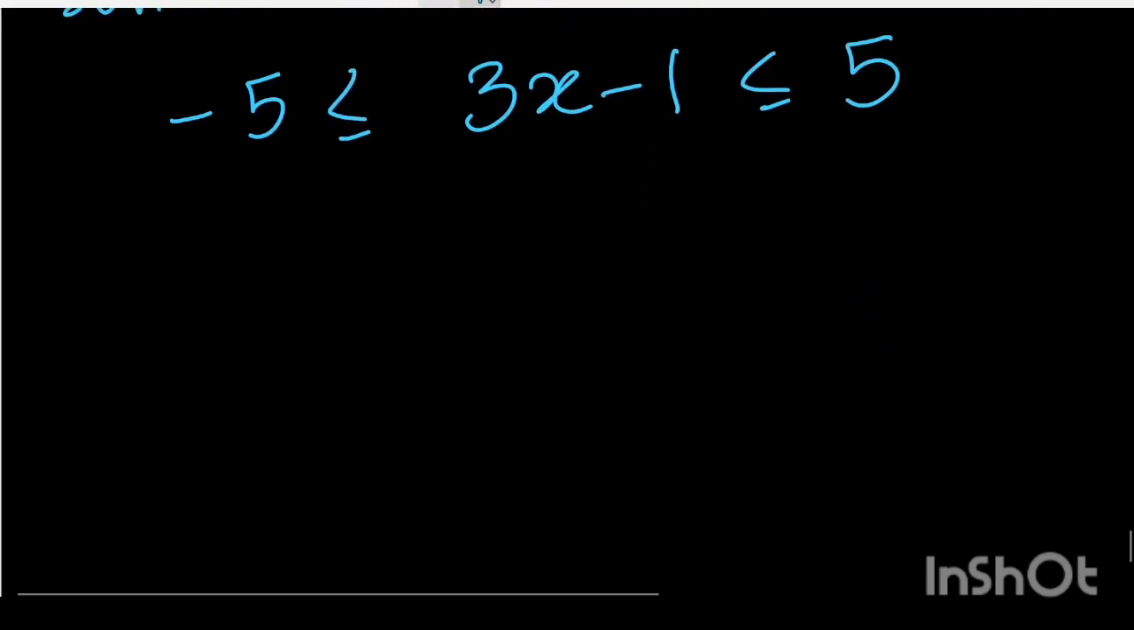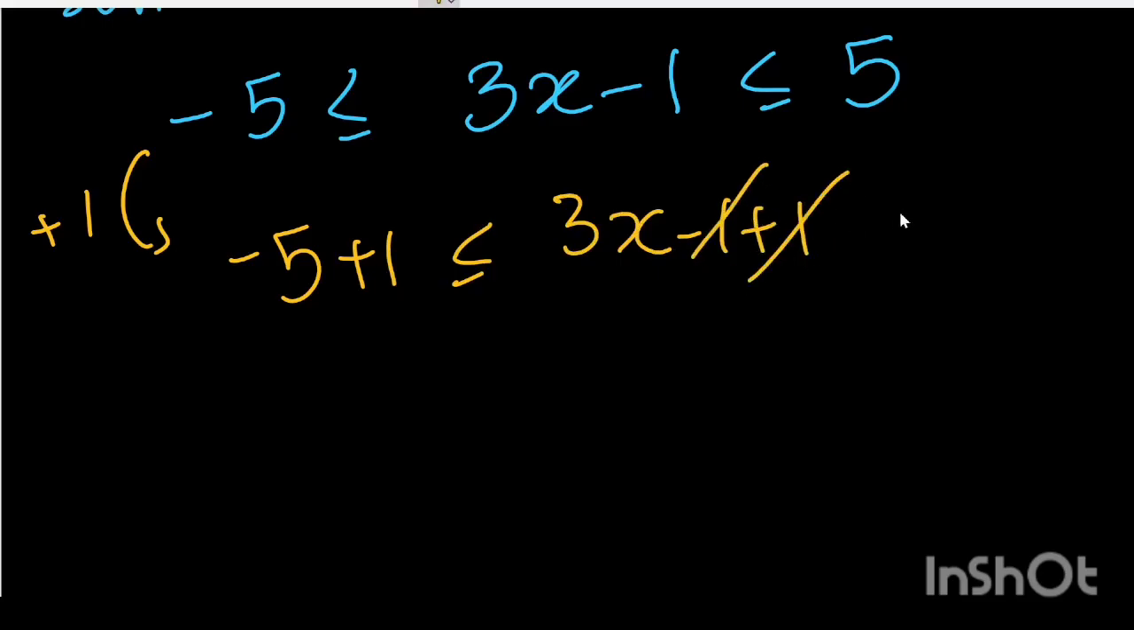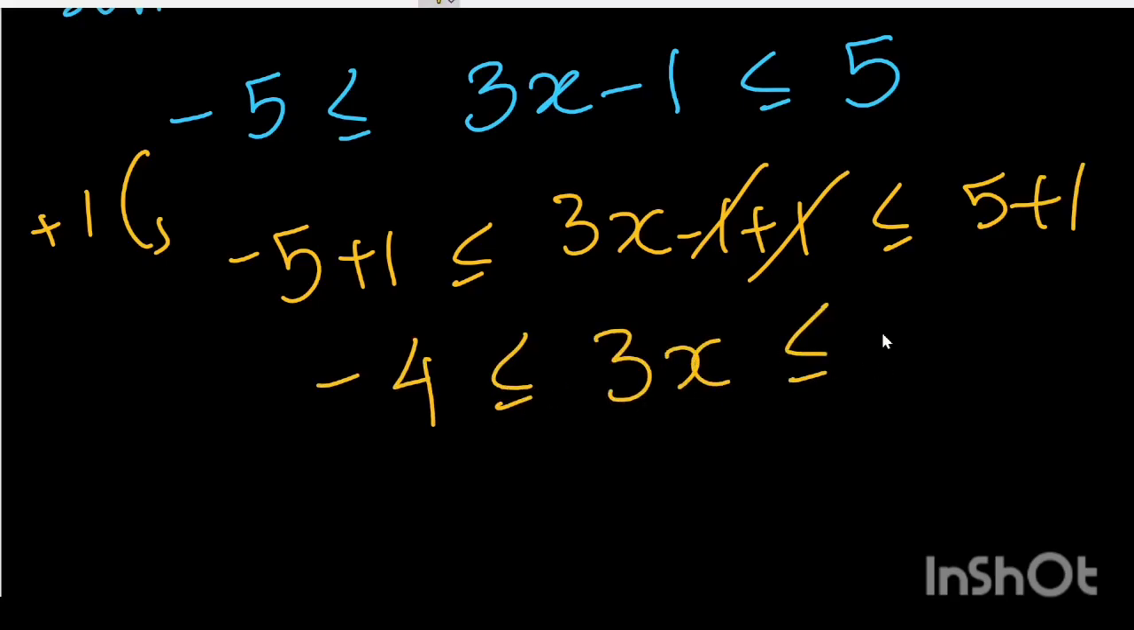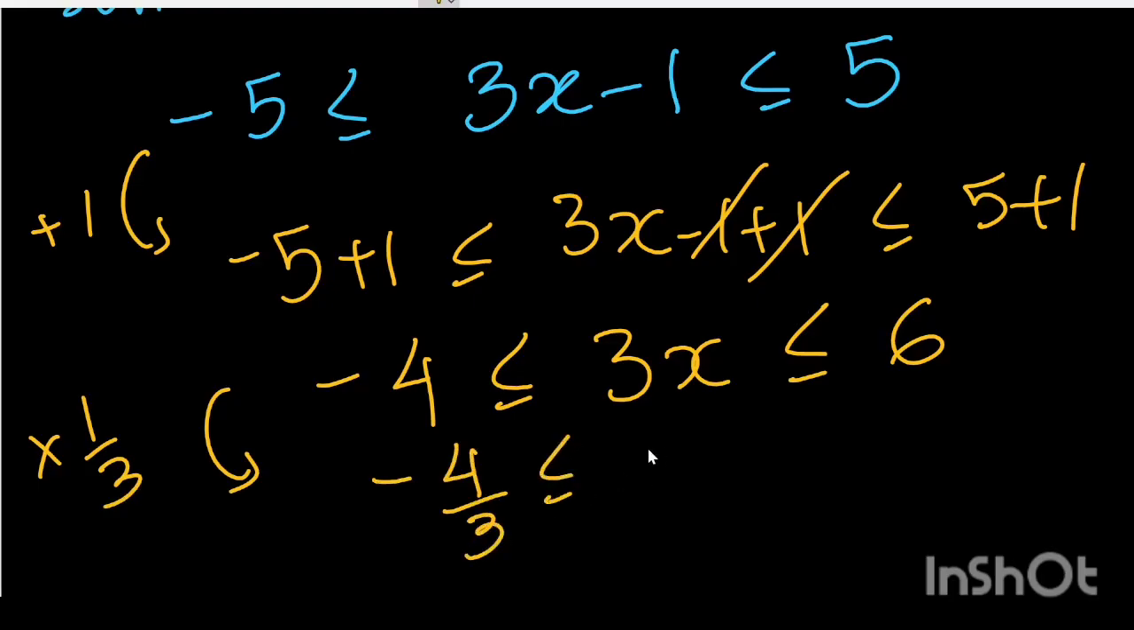We will add 1 to both sides. So these two get cancelled. Minus 5 plus 1, so this becomes minus 4, 3x less than or equal to 6. Now we will multiply by 1 by 3. So it becomes minus 4 by 3, this becomes x and this becomes 2. That would be the answer, minus 4 by 3 to 2, guys.